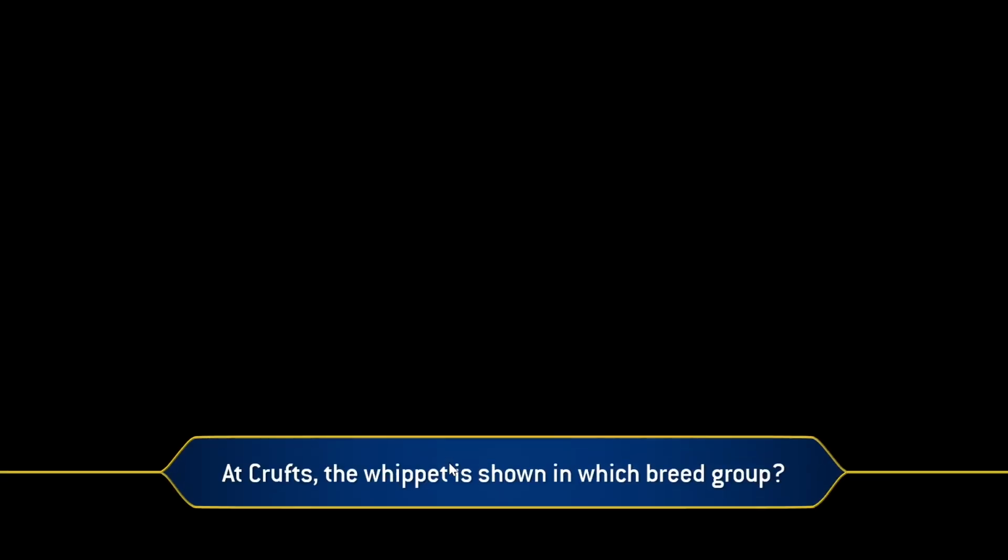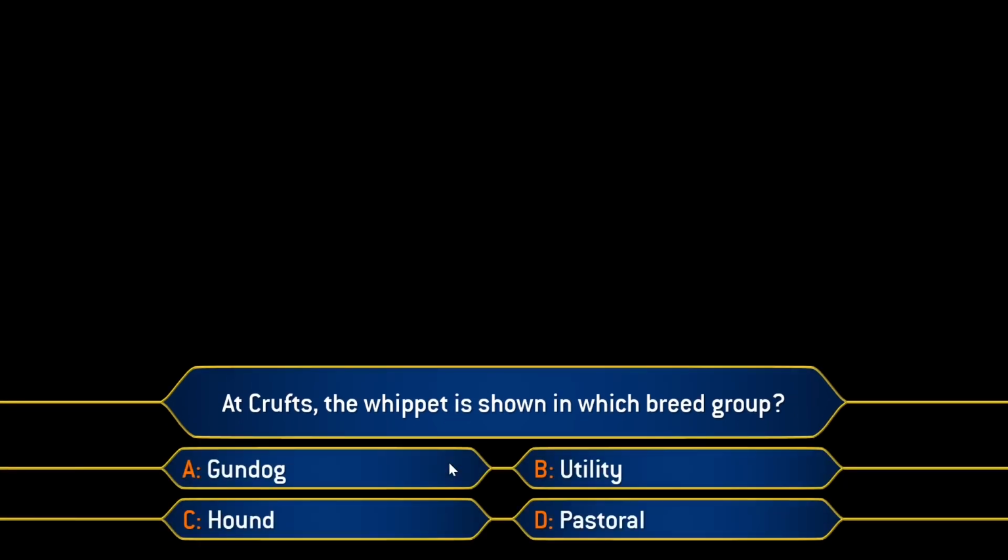Whippet Wonder. At Crufts, the Whippet is shown in which breed group? Now, I think I know this one. I think it's a hound. But it's one of those ones where, you know, you've got this money. Do you want to risk it? I mean, it's not real money, is it? But do I want to risk that money? I mean, it is a hound, isn't it? I'm pretty sure it's a hound. Do I take the risk? Yeah, because it's like a type of greyhound. It's crossed with a greyhound and something else. I'm gonna go hound.